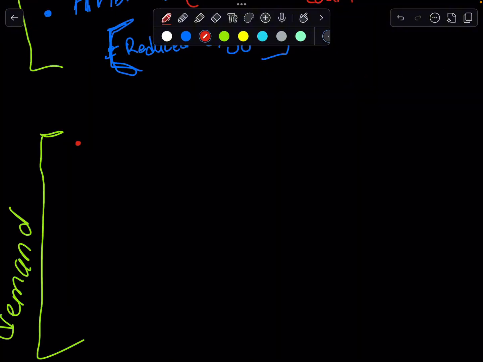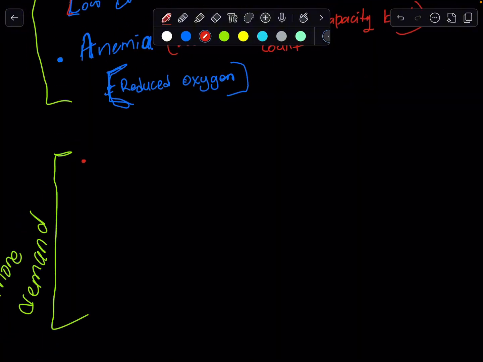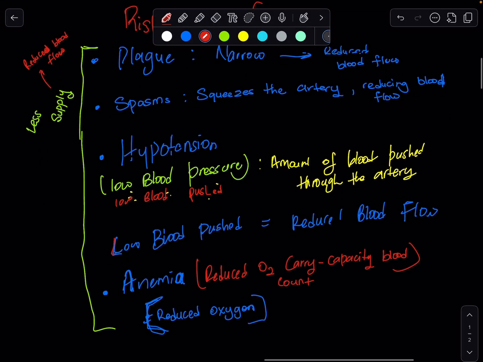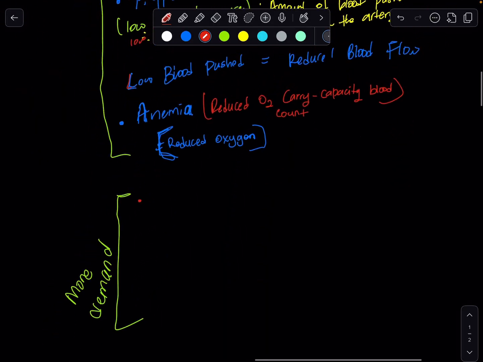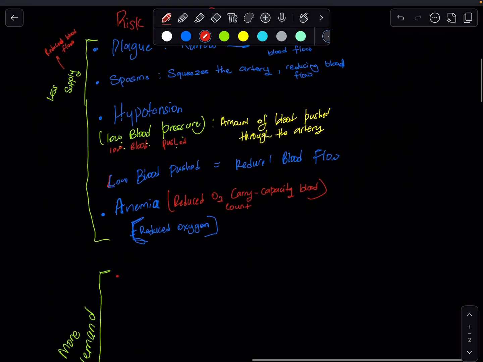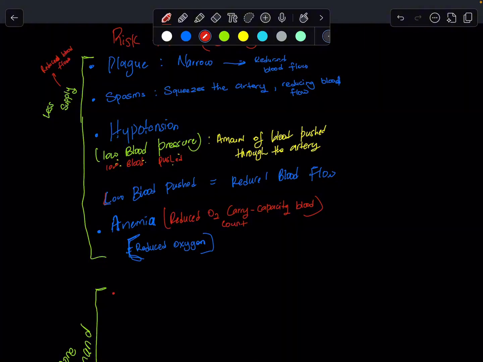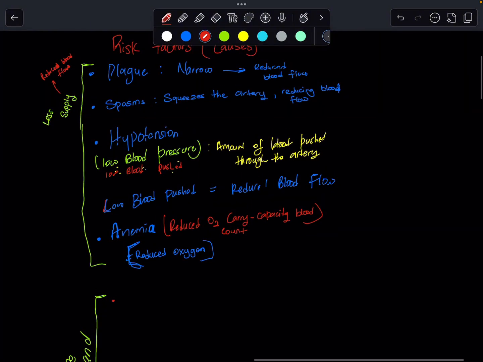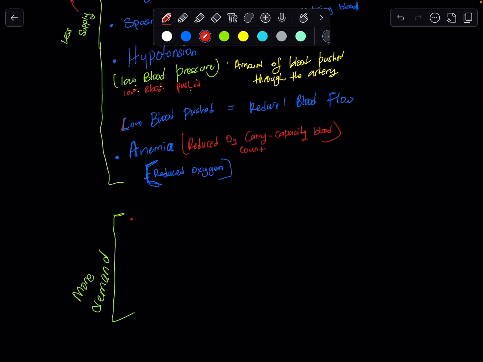Okay, guys, so now we're going to be talking about more demand. We talked about less supply, now we're going to be talking about more demand. So basically, I've broken the causes of myocardial ischemia into two categories: less supply, where it reduces oxygen to the heart, and more demand, where it causes the heart to want more oxygen, right?